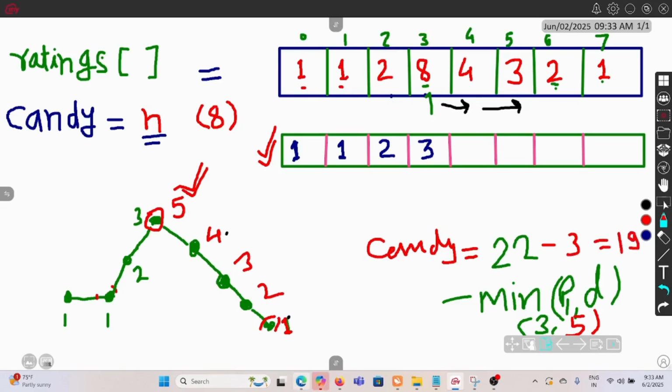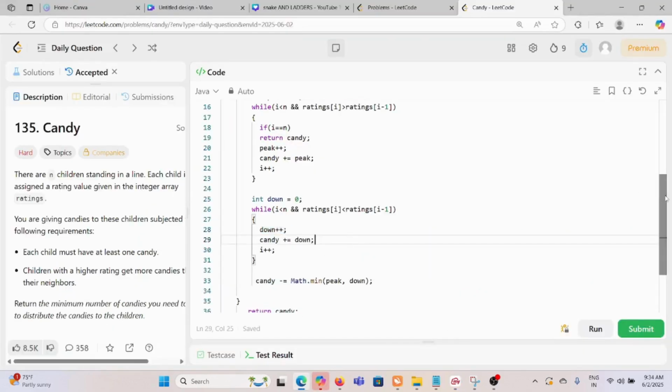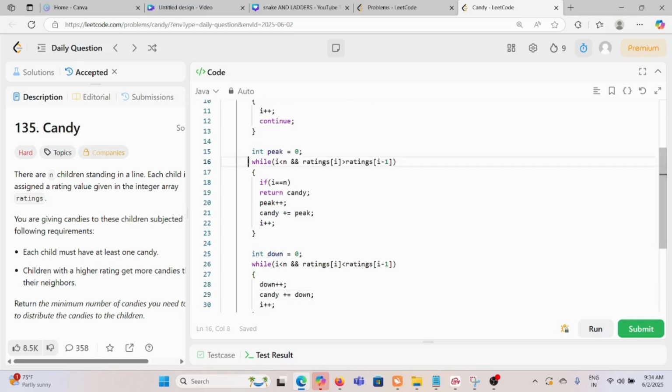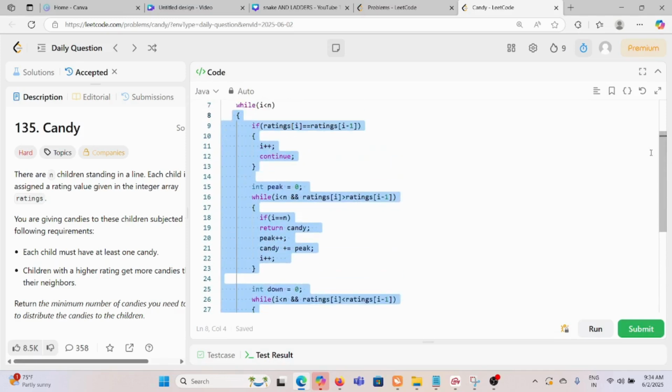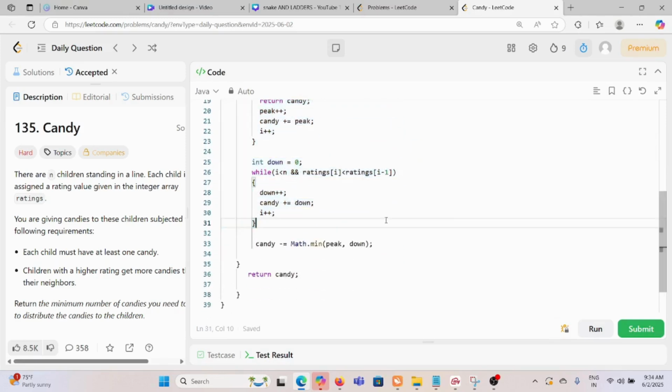Same thing we are doing in our code. You can check here. Whenever we are getting a higher rank, basically we are on the peak. At that time we are increasing this peak by 1 every time, and we keep on adding to the Candy. Similarly, when we are going downwards, basically when ratings keep on decreasing, at that time we start with down equal to 0, and we keep on increasing and adding this into the Candy. So we are adding everything so far, right? We added downward as well as upward peak points.